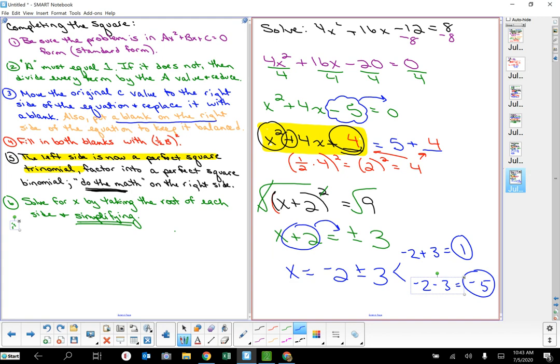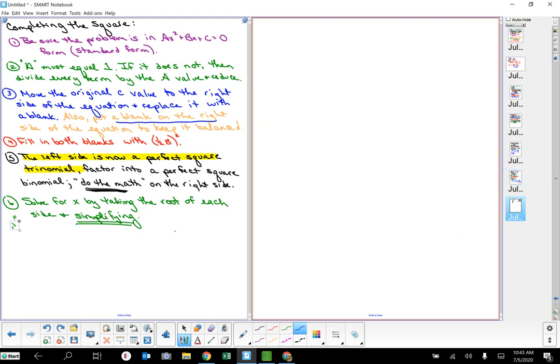We're going to do 2 more examples. One where you're going to have not a perfect square and one where you're going to have some fractions, just so you know how to handle those. Okay? The process is going to stay the same. So the numbers will change a little bit.